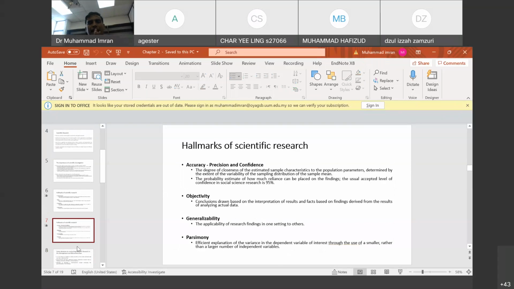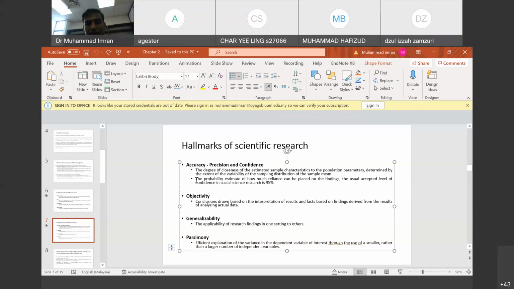Okay, accuracy, precision, and confidence. Number 5, accuracy. Accuracy means the degree of closeness of estimated sample characteristics to the population parameter, determining the extent of variability of the sampling distribution of the sample mean, the probability estimate of how much reliance can be placed on the finding, at an acceptable level.